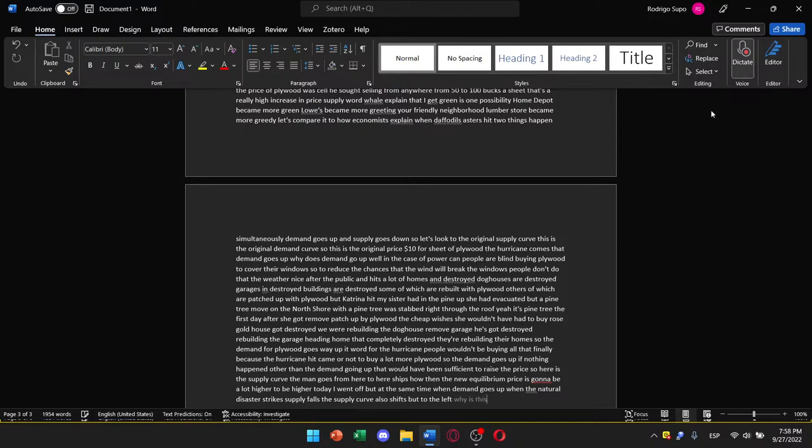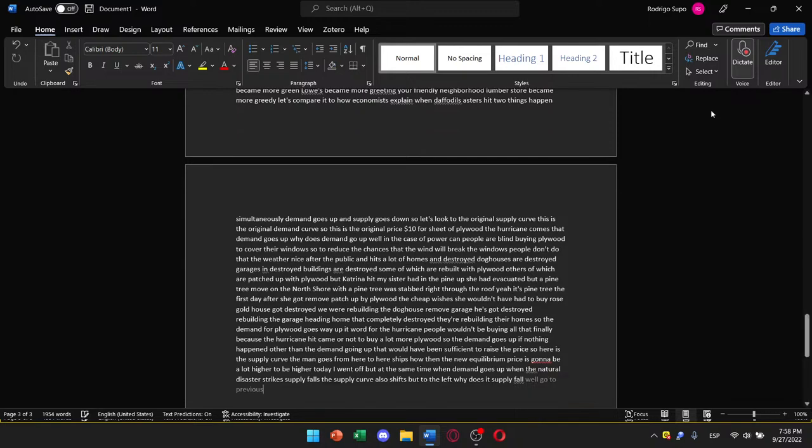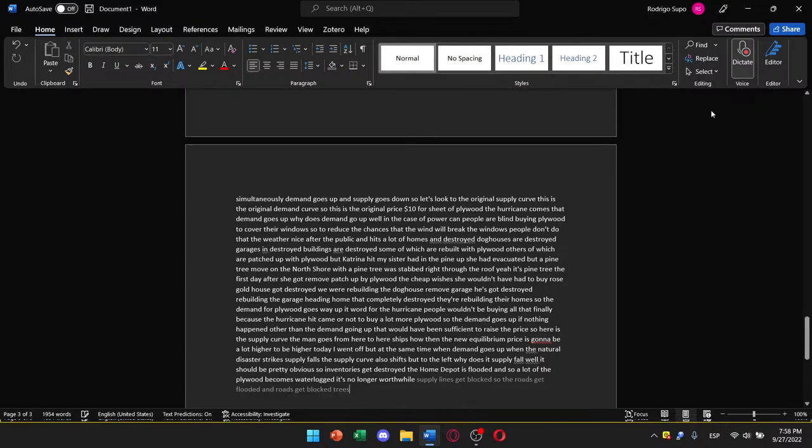Why does the supply fall? Well, it should be pretty obvious. Some inventories get destroyed. The Home Depot is flooded, and so a lot of the plywood becomes waterlogged. It's no longer worthwhile. Supply lines get blocked, so the roads get flooded. The roads get blocked with trees. Bridges get destroyed. You can't get supplies in as regularly as you could before.